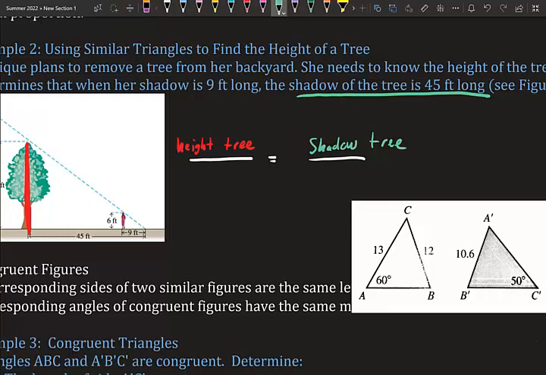So on the bottom, if we already have the height of the tree, something we know is the height of Monique. My friend Monique, this is who I put this example on. Her name is Momo. So Monique, Momo, same thing. Okay, so we know the height of Monique. If the left side is height, the right side needs to be shadow. Now, do we know the shadow of Monique? We do. Her shadow is 9 feet long.